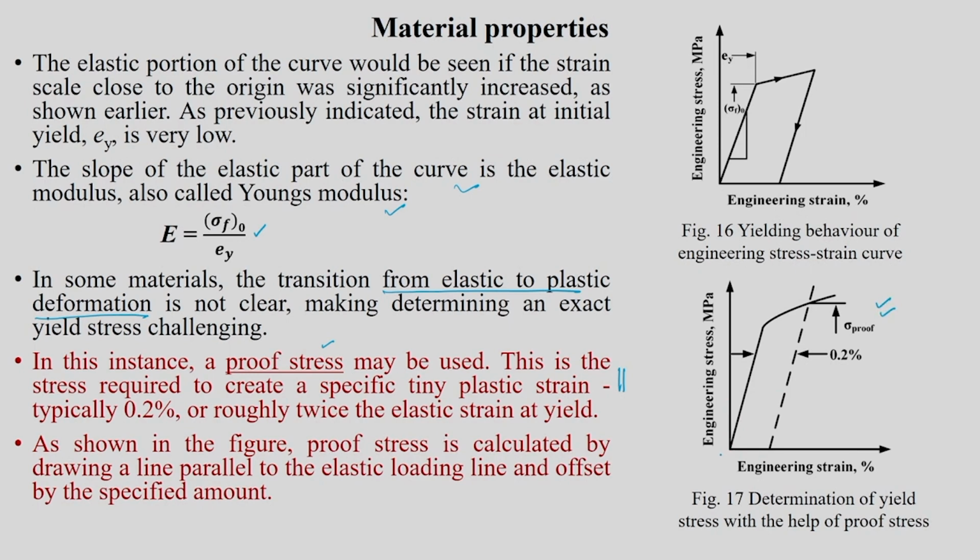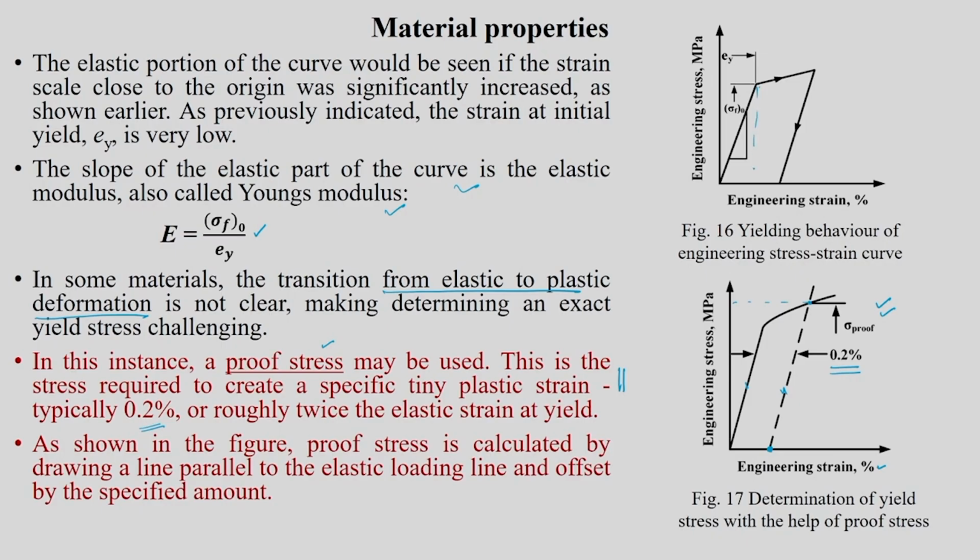You will see that on the engineering strain x axis you pick up 0.2% strain, assuming that engineering strain is given in percentage. You pick up a 0.2% strain, and then you draw a line parallel to the elastic part. Wherever it hits the curve, you can call that sigma y. So, in this kind of instances where the transition is smooth, you can use proof stress. This is the stress required to create a specific tiny plastic strain, typically 0.2% or roughly twice that of elastic strain at yield.